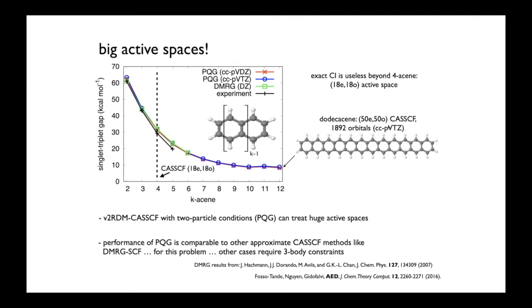And we can use really large basis sets, almost 2,000 basis functions here. And this is possible because our calculations rely on the resolution of the identity approximation to the electron repulsion integral tensor. So that greatly accelerates the speed of the orbital optimization that we have to do. So the highlight here is that v2RDM-CASSCF calculations with these 2-particle constraints can treat really big active spaces. And the performance is similar to what you'd get from DMRG-SCF, at least for this problem. But I'll stress that in other cases, you might need to move to 3-body constraints, which are much more expensive.